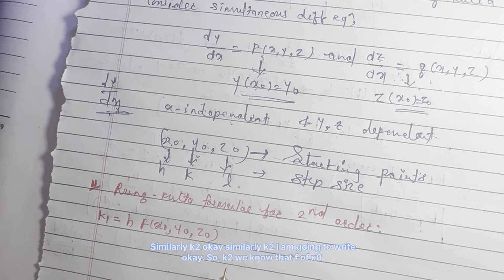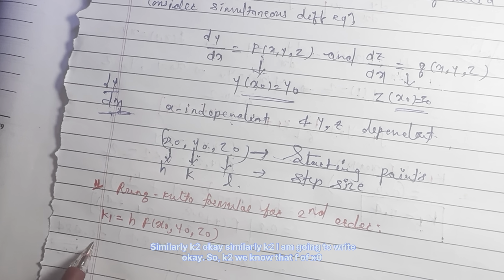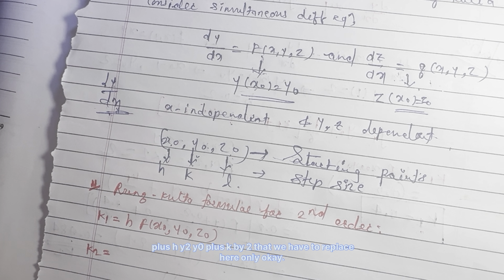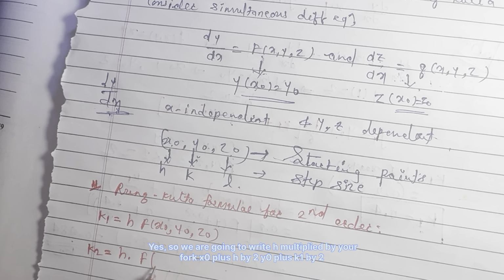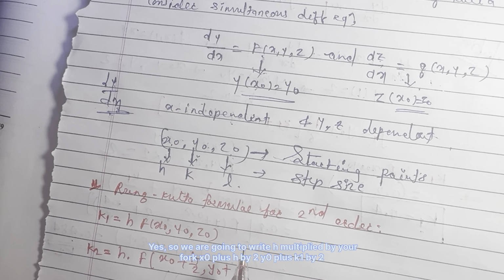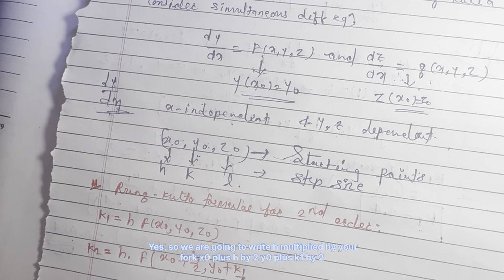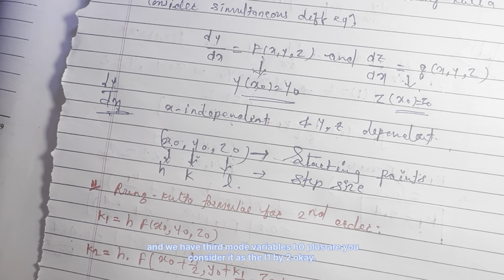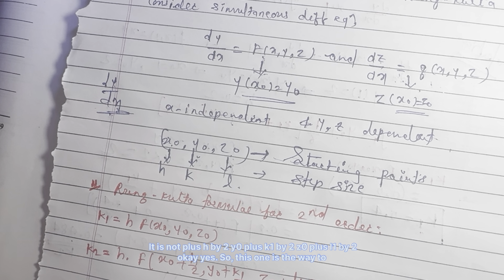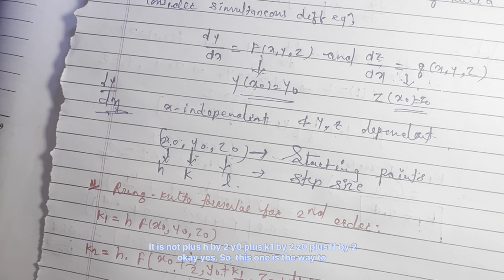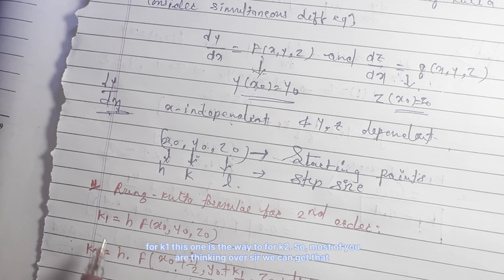Similarly, I am going to write k2. We know k2 is f of x naught plus h by 2, y naught plus k by 2, and we have to replace that here. So we write h multiplied by f of x naught plus h by 2, y naught plus k1 by 2, and we have one more variable, z naught plus l1 by 2. So this one is the value for k1, and this one is the value for k2.